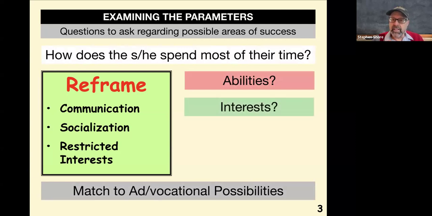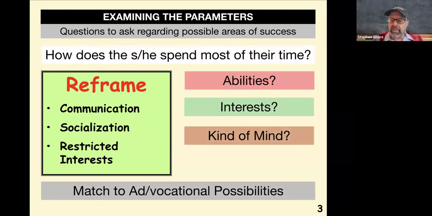What about the interests? What kind of mind does the person have? And often when people think of autistic processing, you might say, they think that we're all visual. And I think many of us are, maybe even most of us autistic people, but that key word is many or most, not all.